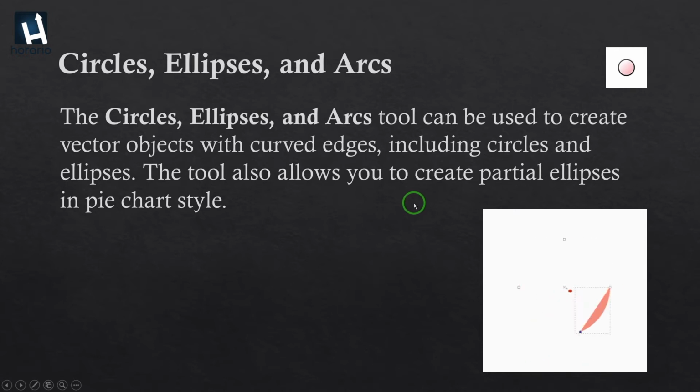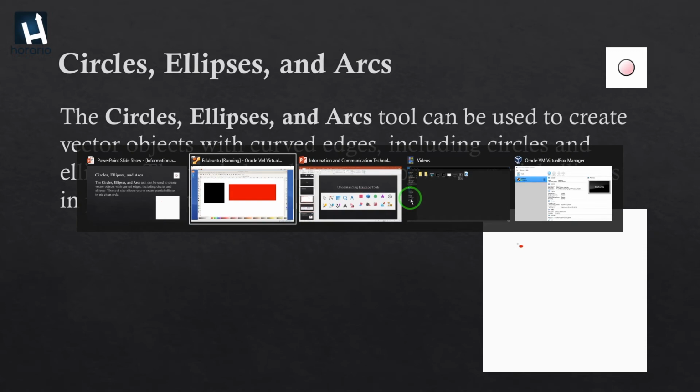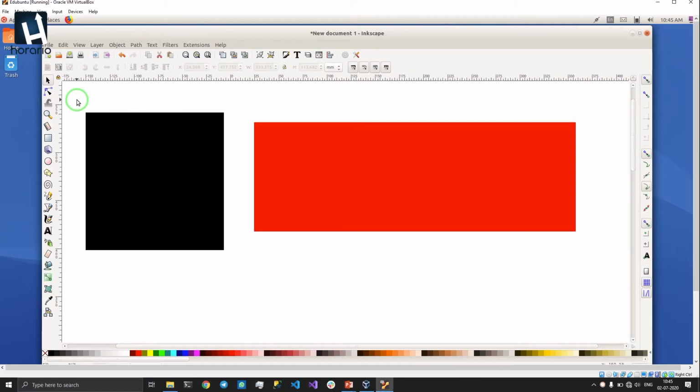So the next tool is another most used tool in Inkscape: circles, ellipses and arcs. The circle, ellipse and arc tool can be used to create vector objects with curved edges, including circles and ellipses. The tool also allows you to create partial ellipses in pie chart style. Okay, let us go and have a look at what this tool is about.